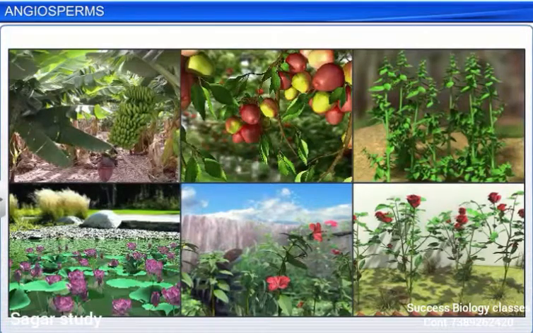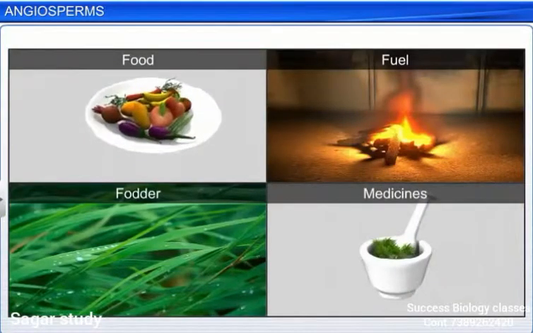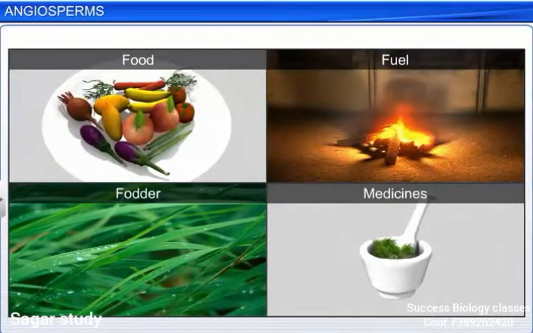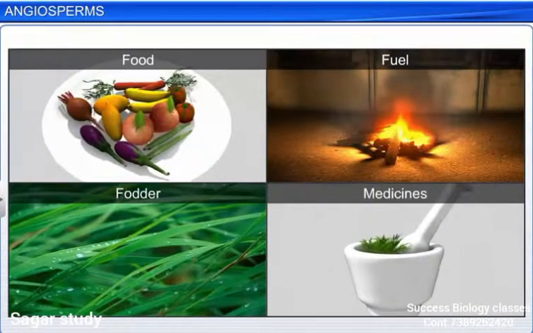Angiosperms are one of the biggest plant groups, and they grow in diverse habitats such as land and water, as well as in different climatic conditions. Besides being a source of food, they supply us with fuel, fodder, and medicines. Thus, angiosperms form an integral part of the ecosystem as well as of our daily life.